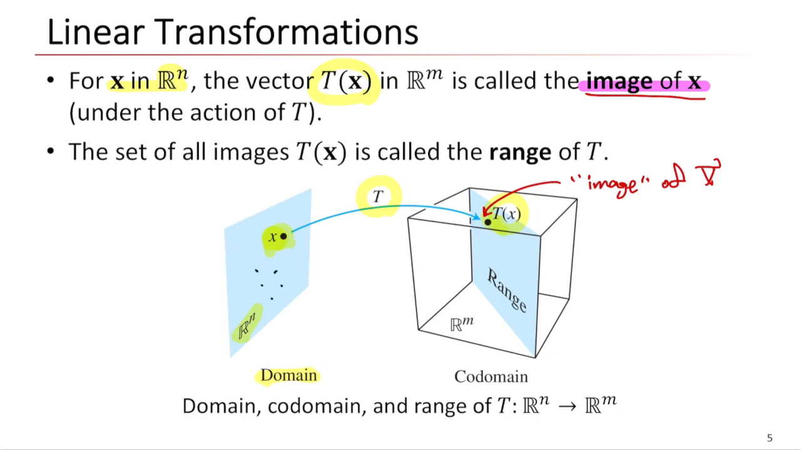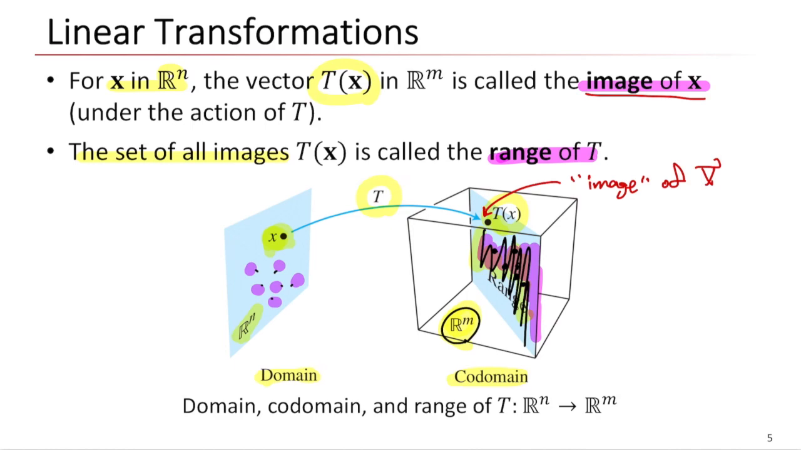Each vector in the domain can be mapped to some space in Rm, right? Then all those values can make some plane in the Rm space. So the set of all images here is called the range of T. The range means the whole possible output vectors from the input vector. So this is called the range. In this case, this Rm space is called the codomain.